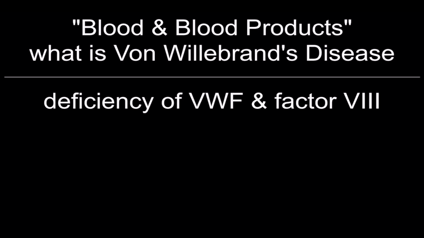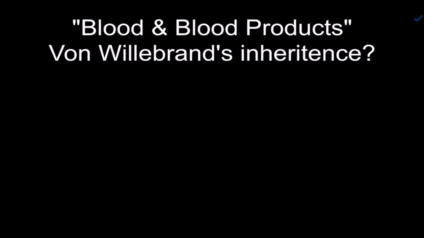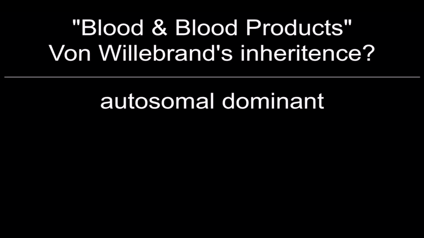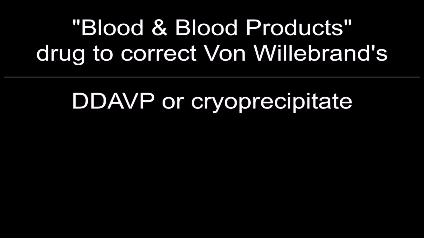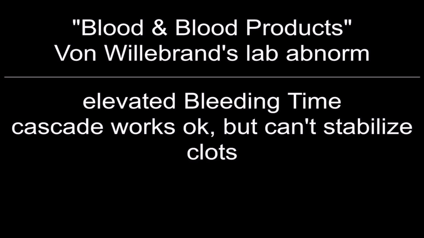What is von Willebrand's disease? Deficiency of von Willebrand factor and factor 8. Von Willebrand's inheritance pattern: autosomal dominant. What drug corrects von Willebrand's disease? Desmopressin or cryoprecipitate. Von Willebrand's lab abnormalities: elevated bleeding time. The cascade works okay, but it cannot stabilize the clots.